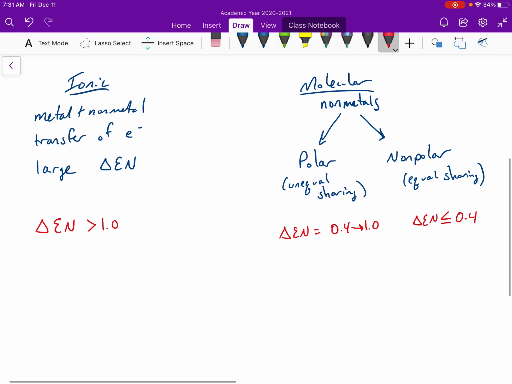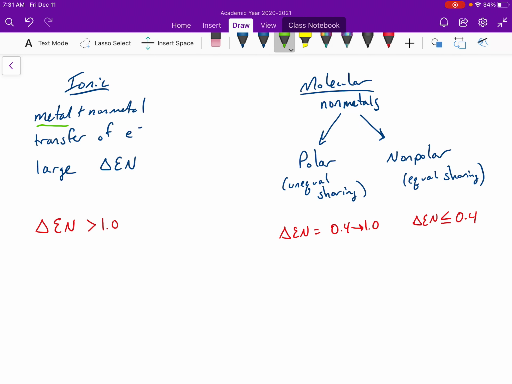Now, these two are usually easy to distinguish because even if you're right on that cusp of a difference of about 1, you can easily look at whether it has a metal or not. Because if it has a metal, it's probably ionic. If it doesn't, it's probably not. So that's pretty easy to distinguish.